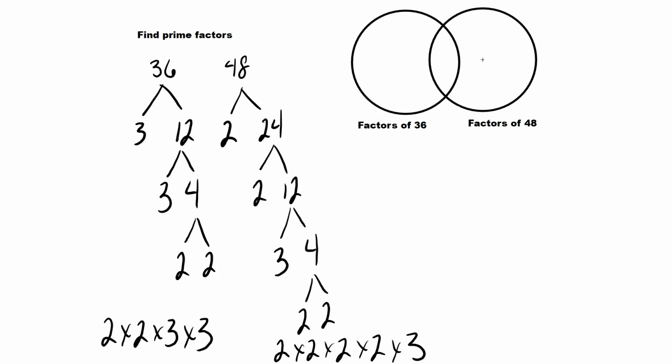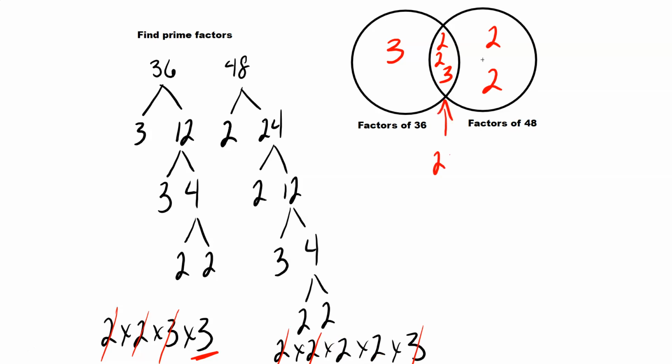Now let's go ahead and work them into our Venn diagram. So there's a 2 and there's a 2. I can put those in. There's another 2 in both of them that are common, putting those in. Now I'm out of 2's, but I can see I've got a 3 and a 3. I can put those in. That leaves me with one 3 left over here, so that's going to go there. And two 2's that are going to go in the factors of 48.